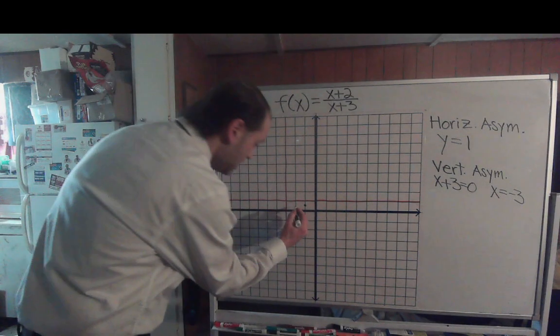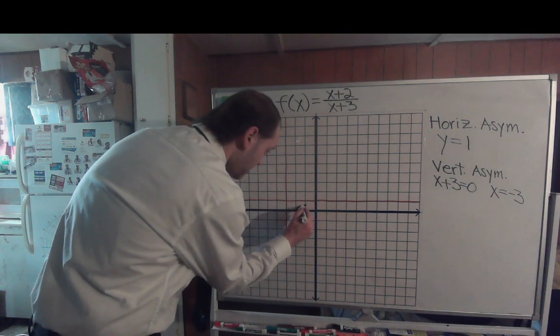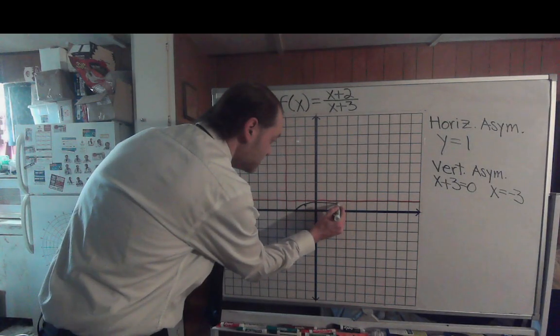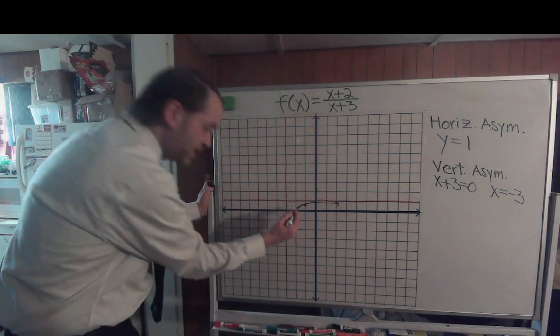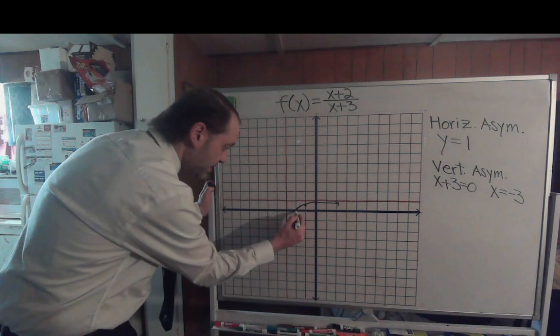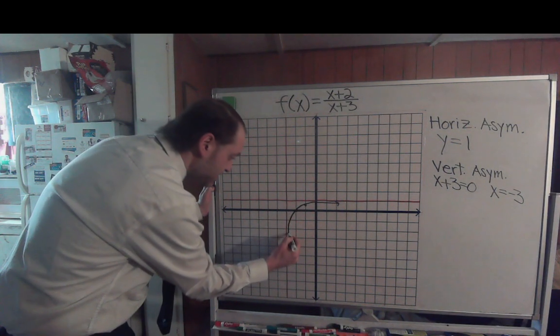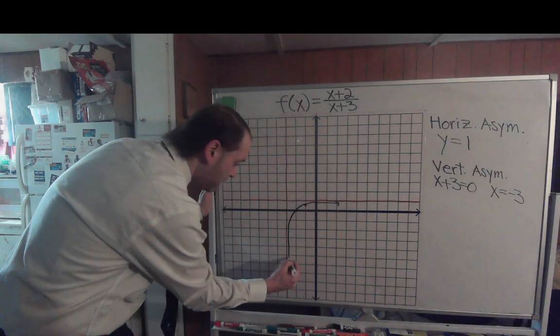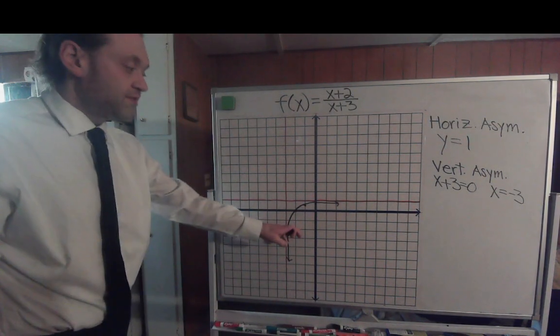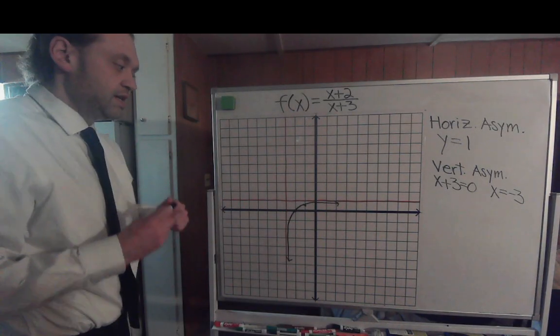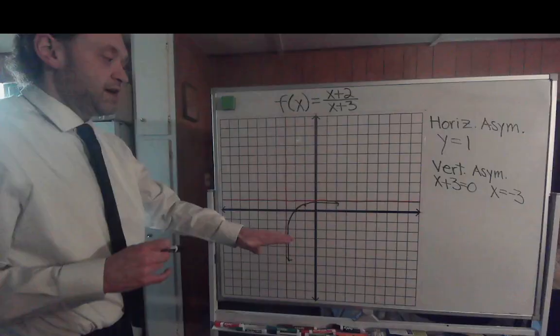So I'm going to draw this curve now, and you see it gets close to that horizontal asymptote but doesn't reach it. And then to the left, it gets close to that vertical asymptote of x equals -3 but doesn't quite reach it. So there's the right branch of the graph.